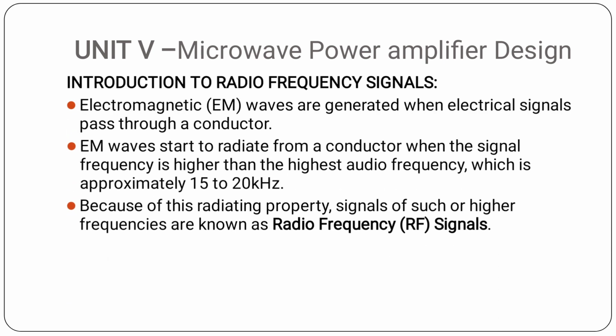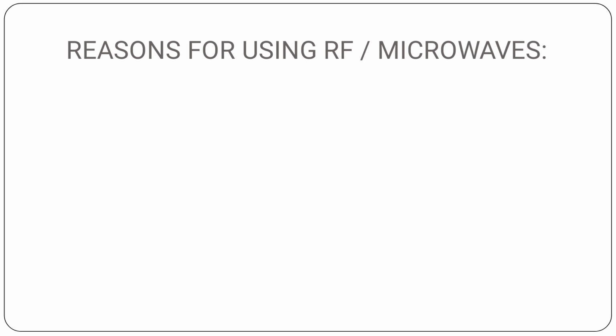Introduction to radio frequency signal. Electromagnetic waves are generated when an electrical signal passes through a conductor. EM waves start to radiate from a conductor when the signal frequency is higher than the highest audio frequency, which is approximately 20 kHz. Because of this radiating property, signals of such or higher frequency are known as radio frequency signals.